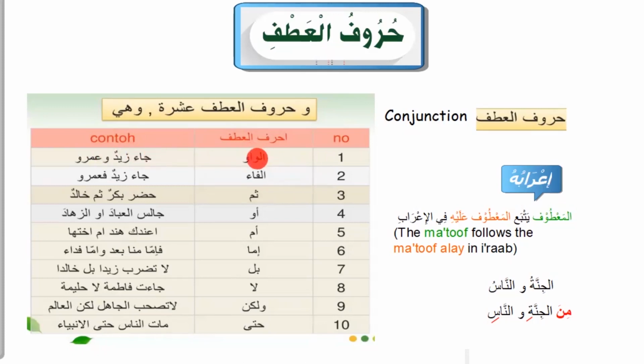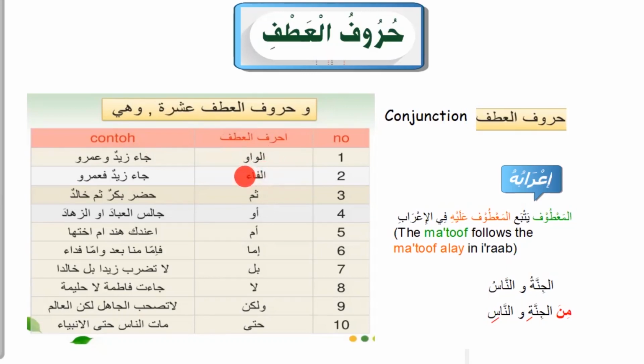So that's the wow. It means and. We have seen it previously, so we are all familiar with it. It means and. So if I say kitabun wa kalamun, book and pen. Okay, wa, and. So masjidun wa baytun. Okay, mosque and house. Okay, and so and so.